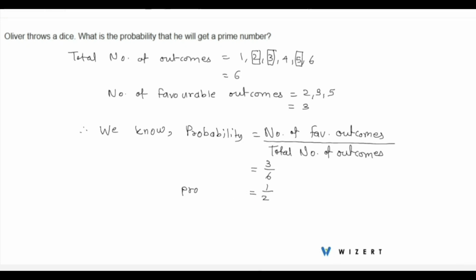This is the probability of getting a prime number. This is the answer.